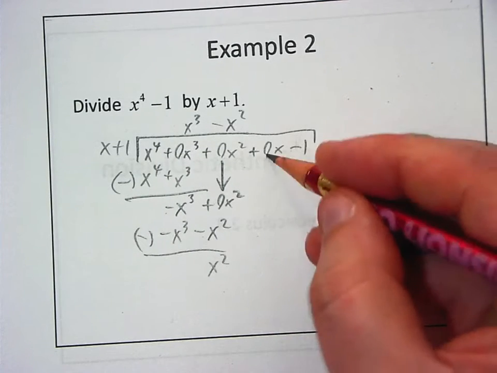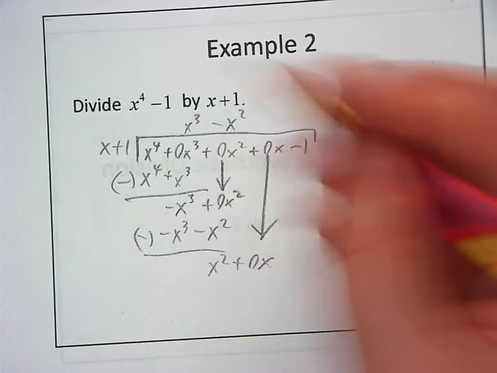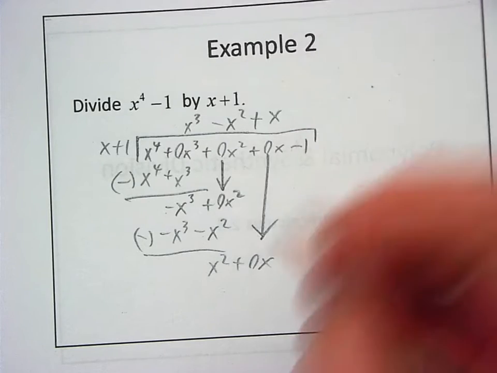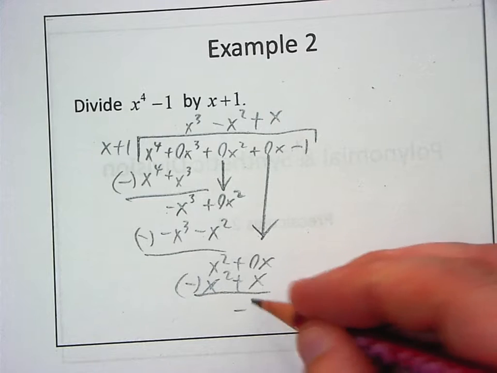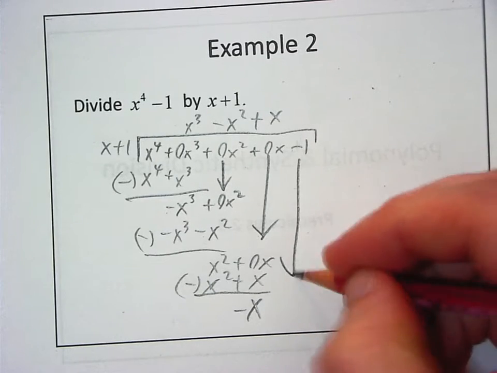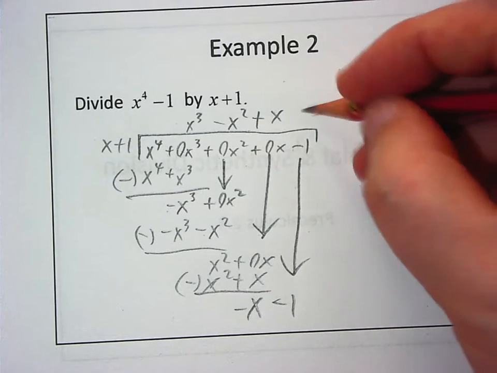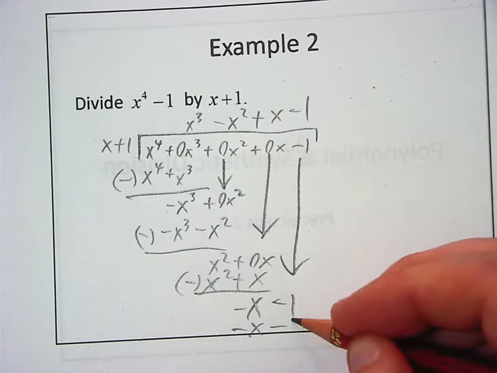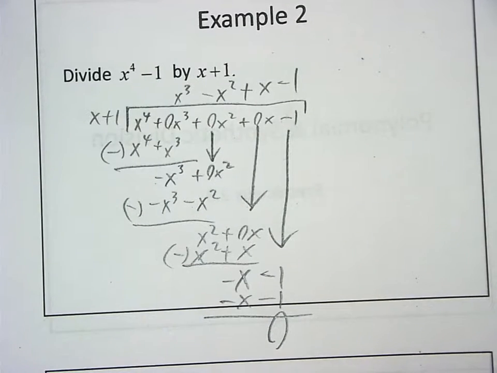Positive x squared. Bring down the 0x. Rinse and repeat. X times what is x squared? Multiply it through. Then do your subtraction. Gives me negative x here. Bring down the negative 1. What do I multiply by? Negative 1. Gives me negative x minus 1, which gives me a remainder of 0. Okay. You got to keep track of all the moving parts.